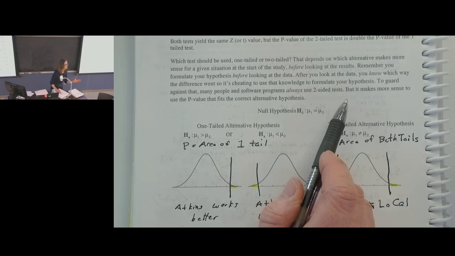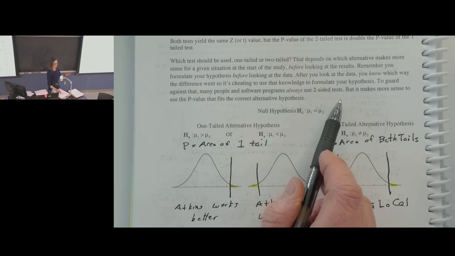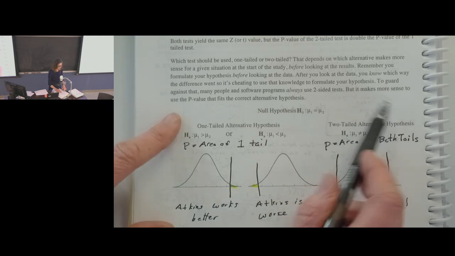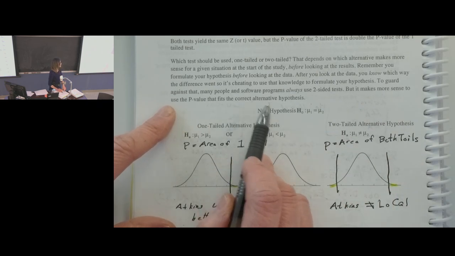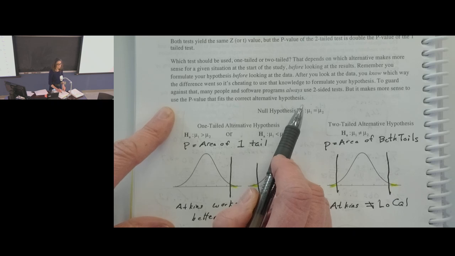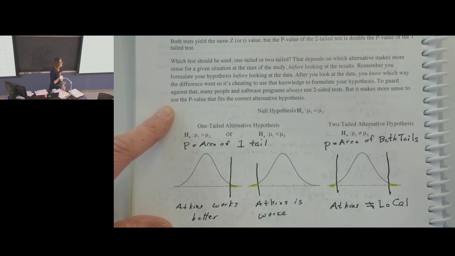But when you're learning it, if you're really trying to discover something, and not trying to just get something published, it makes more sense to use the p-value that fits the correct alternative hypothesis. But you end up just always using the two-tailed. So the default is always two-tailed. Do you understand why? Because people want to get that lower p-value, and they want to guard against cheating. And you don't know if people looked at it after or before. Okay, so that's the idea.